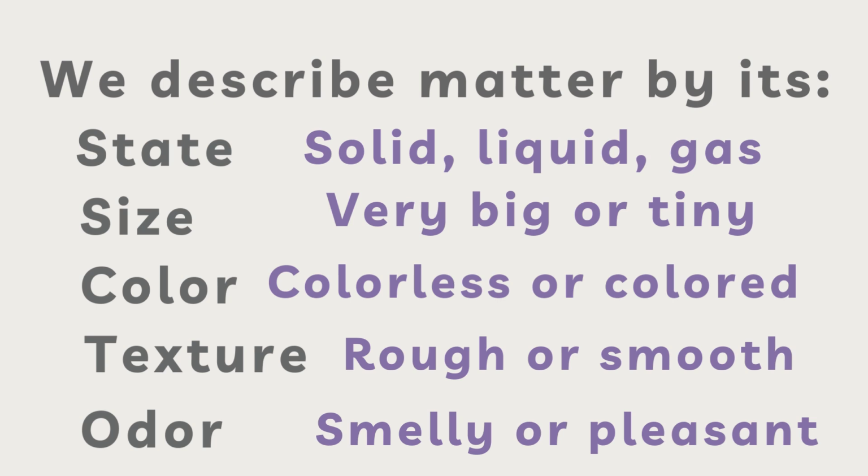Also by color, we can say this is colored or colorless, okay, matter. Also, as for texture, we can describe it as a rough matter or a smooth matter, like mirror, like glass. Okay, this is a smooth matter. Or for the gas state, we can describe it by its odor, as we can say this is smelly or this is pleasant. Okay, has a good smell or bad smell. Okay, those were for description.